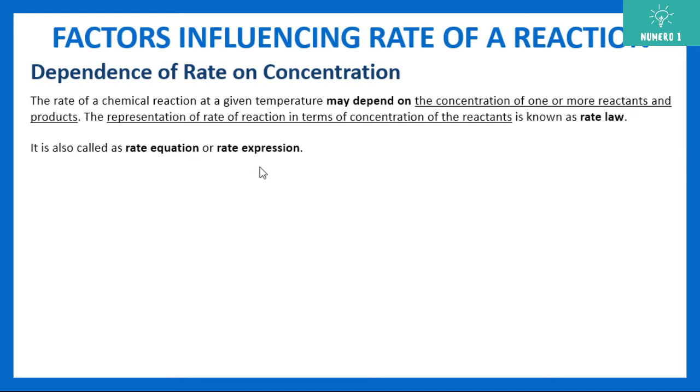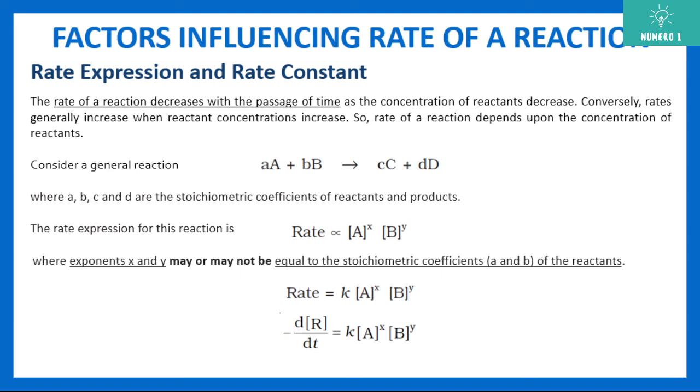We'll see this now. Let's say that you have a general reaction which is A plus B gives C plus D. With the passage of time the reactants will decrease and the products will increase. Initially we have only these two quantities. So the rate expression for the above reaction is basically: rate is proportional to [A] raised to X, [B] raised to Y.